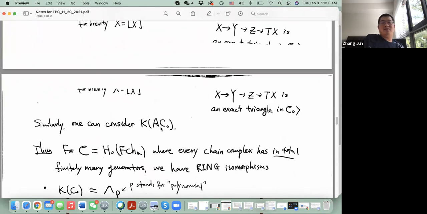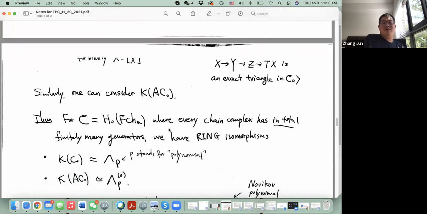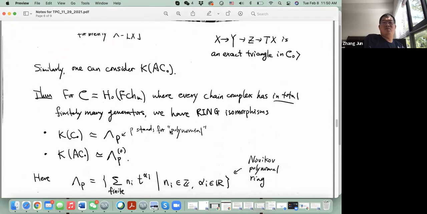And similarly, you can construct the acyclic ones. The acyclic objects also form a TPC. You can talk about the 0 category of that and consider the K group of that. Okay, here comes another theorem that we worked out recently.